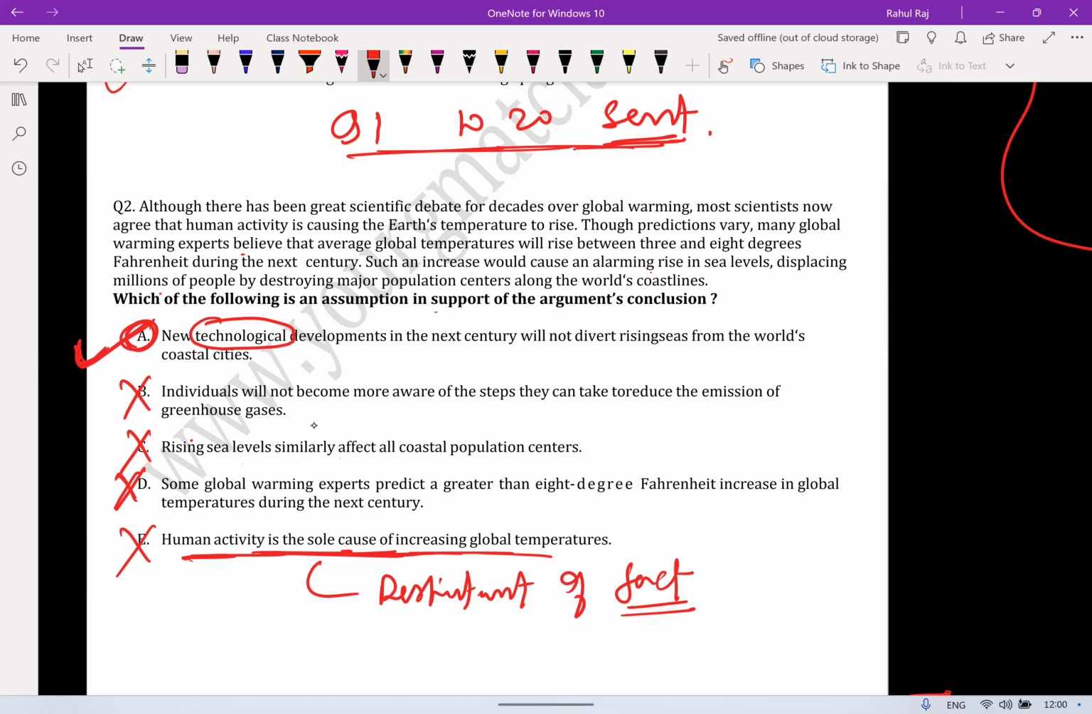What is technological here? Imagine I remove the word technological over here. Now you read the sentence.